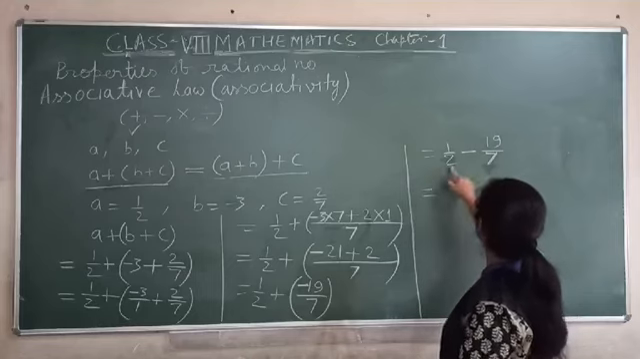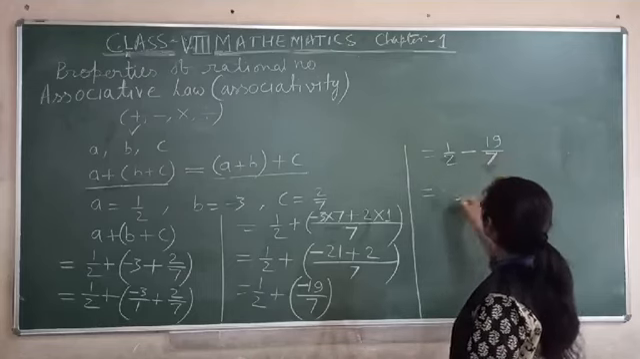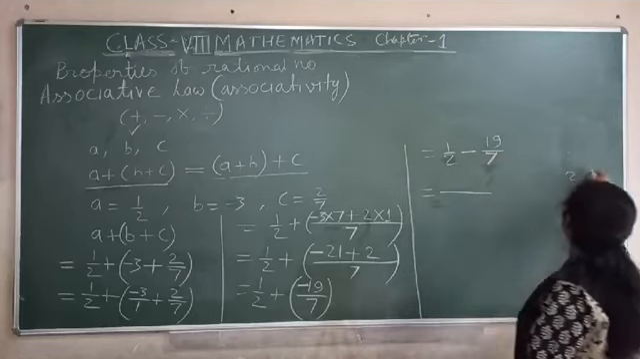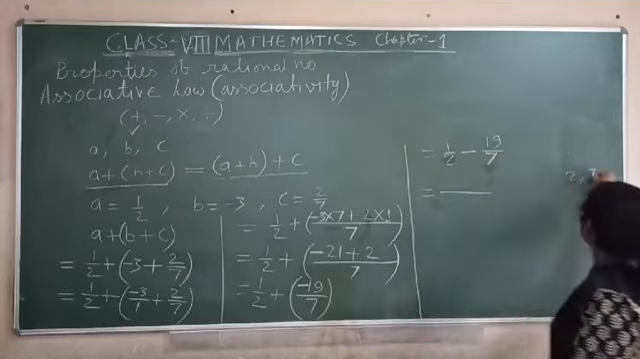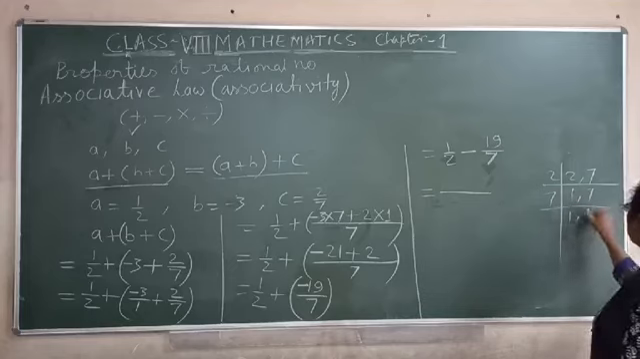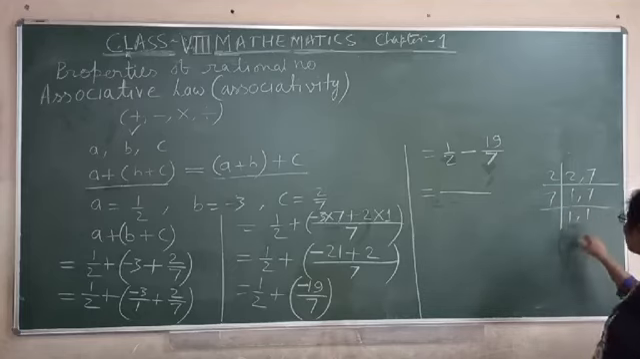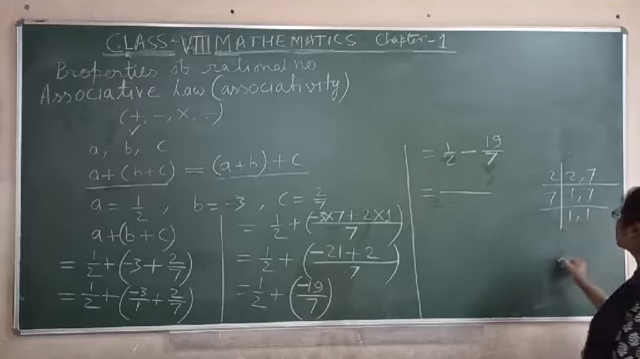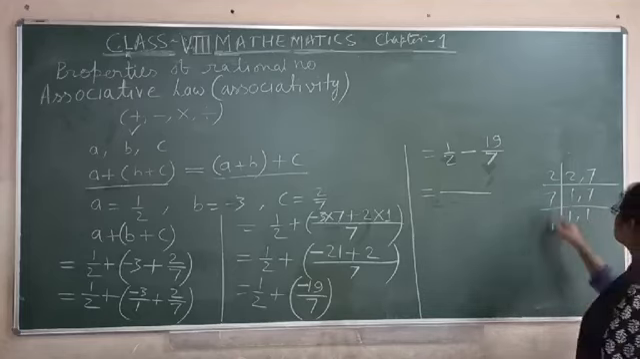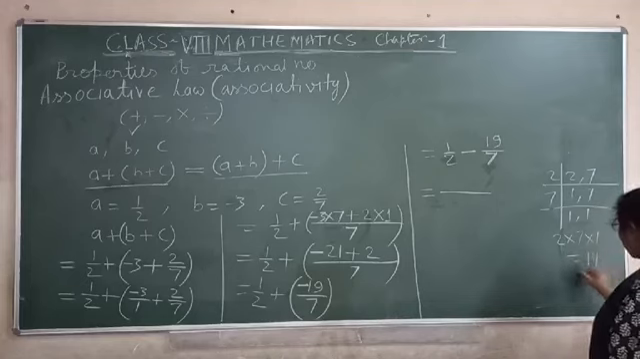So what will we do? We will take the LCM of 2 and 7. One method like that you can do: 2 and 7, then divide by 2, then by 7, and you continue this until you get 1. So 2 into 7 into 1 equals 14.